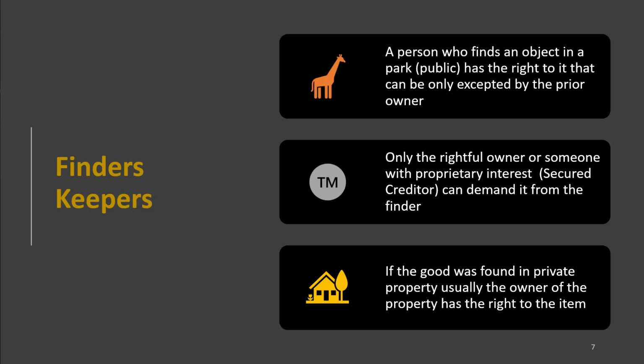We also took a look at finders keepers. I'm sure you've heard of this term, but this is an actual term that is used in law, and for the following reasons. A finder is a person who finds an object in a public place, certainly not in a park or a backyard of someone, as long as it is a public place, has the right to keep it. That can only be challenged by the prior owner, right? So it really happens that if he finds it, he keeps it.